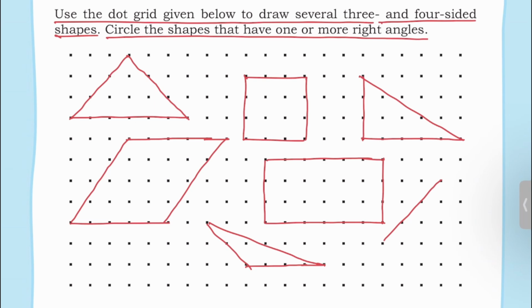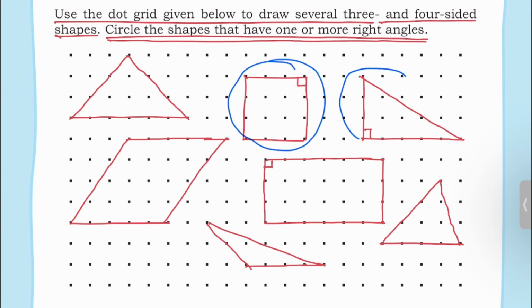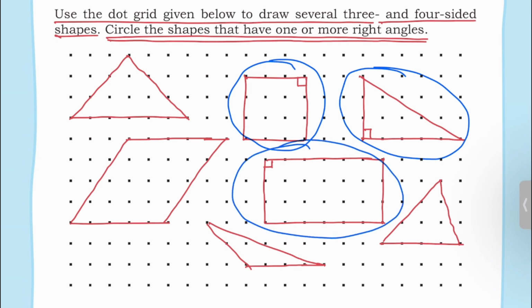Or you can draw a shape like this, where no angle is a right angle. It has been said, circle the shapes that have one or more right angles. You can see a right angle here, here and here. So you have to circle these shapes, that is a square, a right angle triangle and a rectangle like this.